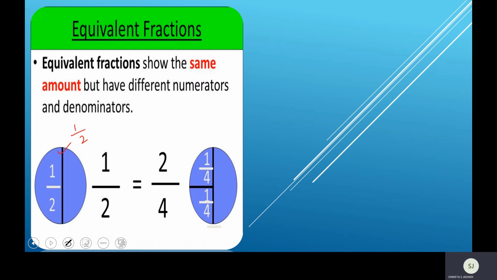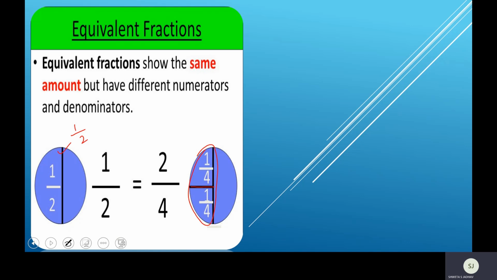So we represent this as 1 by 2, but out of this half part, when we divide it further, there will be no change in the value, but the numerator and denominator will change. That is called equivalent fraction, because when we convert this 2 by 4 into lowest term, the final answer we get should be 1 by 2. Let's see how we can convert this 2 by 4 into lowest term.